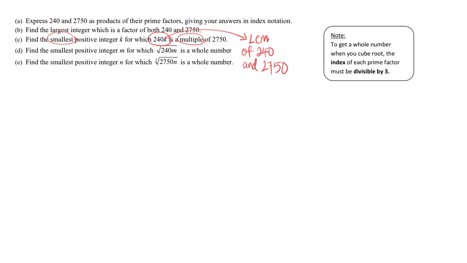So let's approach part A first. In part A, we are supposed to express 240 and 2750 as a product of their prime factors, using index notation.